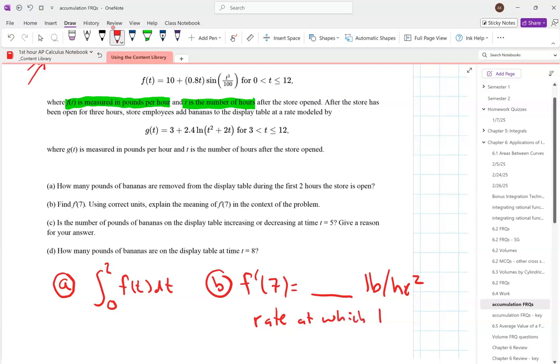It's the rate at which the rate that bananas are removed at t equals 7, or something like that, right? Need to say it's the rate of a rate. Everybody's okay?